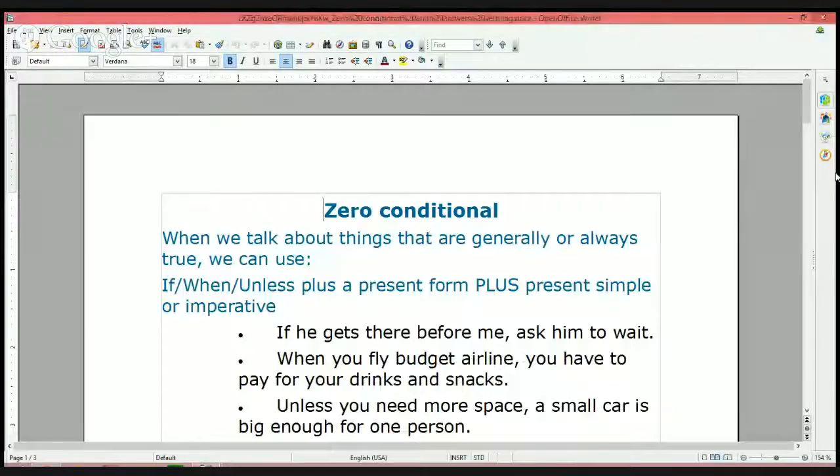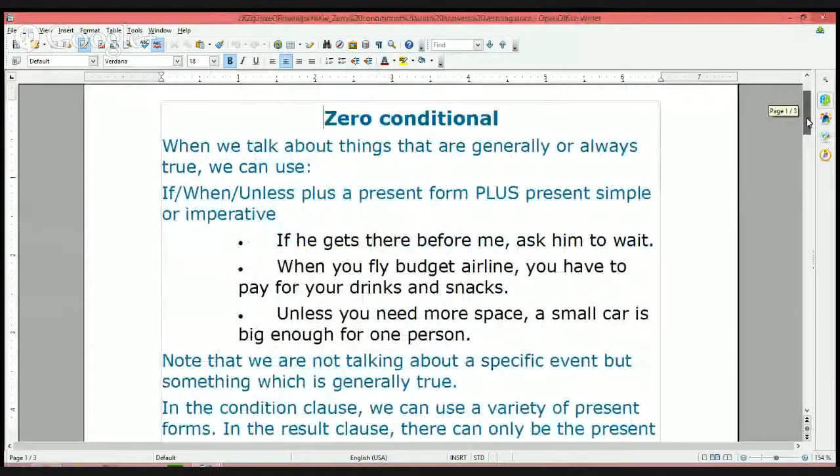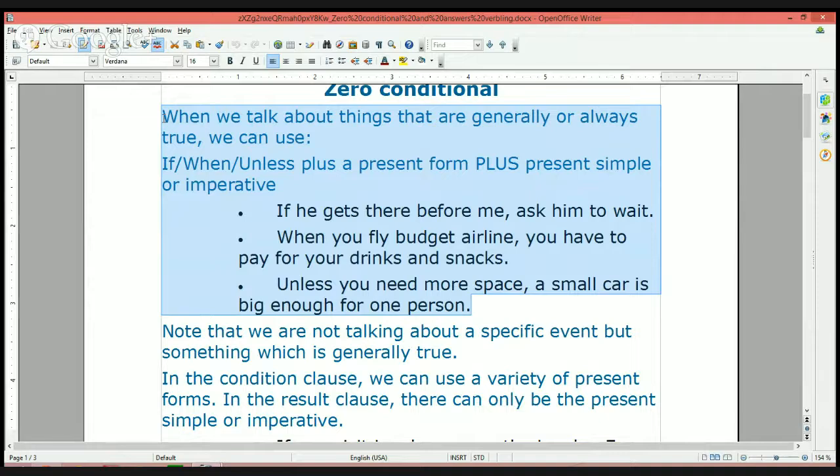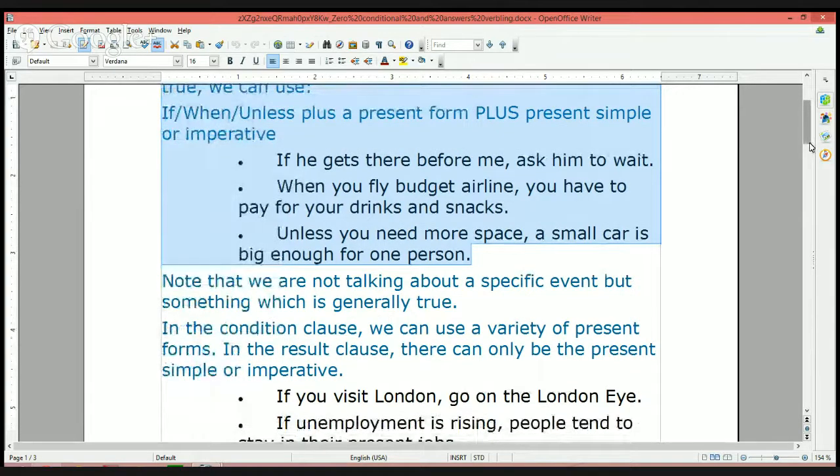Okay. So here we go. We're going to see a few examples and then make our own sentences using the zero conditional. And Paolo, can you read this section that I'm highlighting for us right now? Okay. When we talk about things that are generally or always true, we can use if, when, unless, plus a perfect form plus present simple or imperative. If he gets there before me, ask him to wait. When you fly budget airline, you have to pay for your drinks and snacks. Unless you need more space, a small car is big enough for one person.